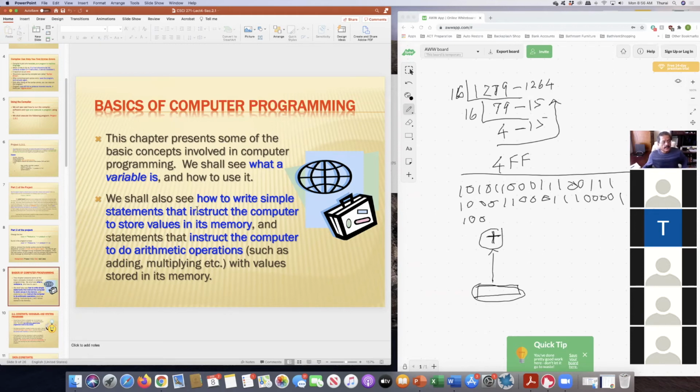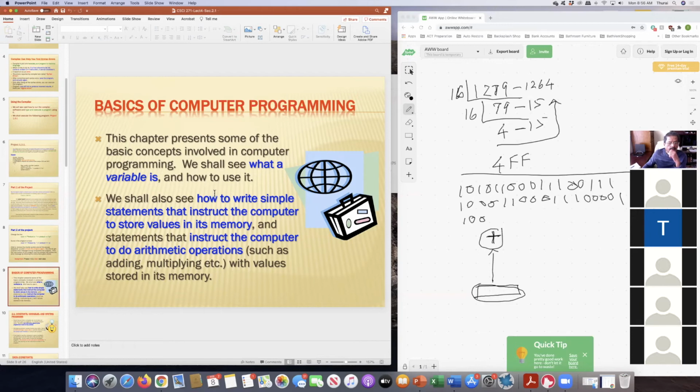Okay, so we are ready to go into computer programming now. We have the basic understandings of everything we need. After we discuss the basics of computer programming, we'll be able to write and run simple programs. And that's what we are going to do in the next class.